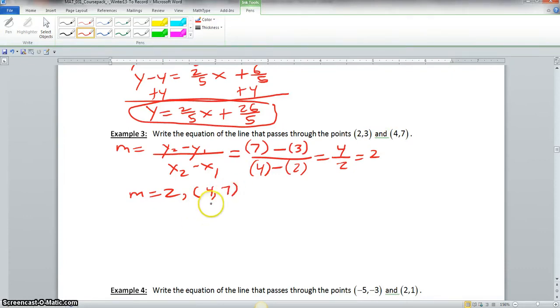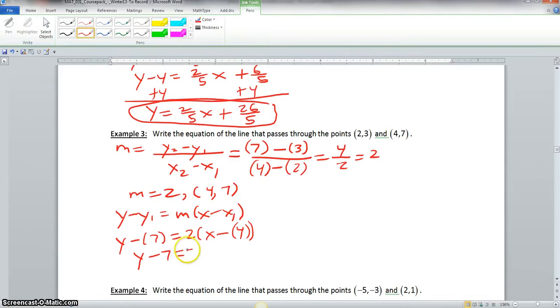Okay, now they want us to write the equation of the line. Now since we are in the point slope formula section, let's do that. We have y minus y sub 1 is equal to the slope times x minus x sub 1. So we have y minus y sub 1, which is 7, is equal to the slope, which is 2, times x minus x sub 1, which is 4. So we have y minus 7 is equal to 2 times x minus 4.